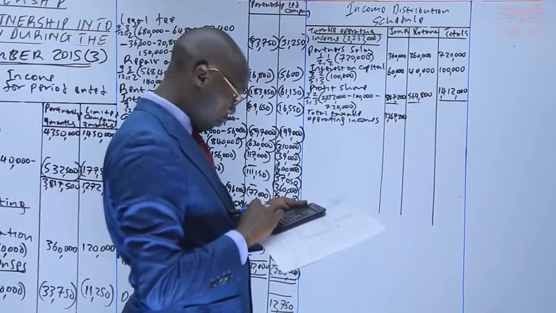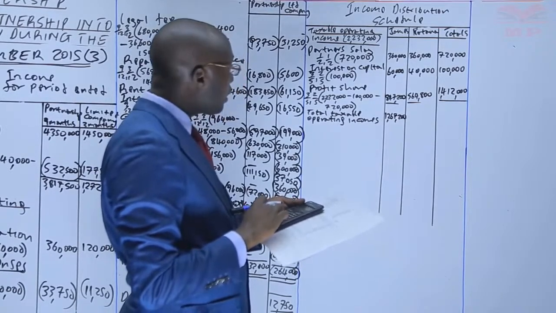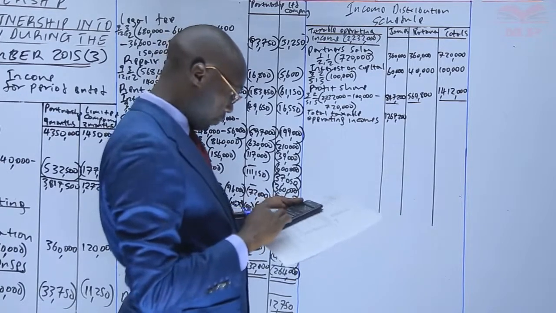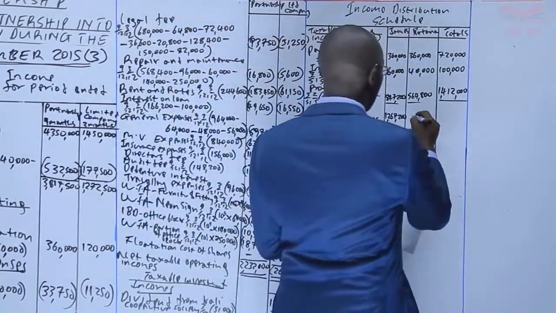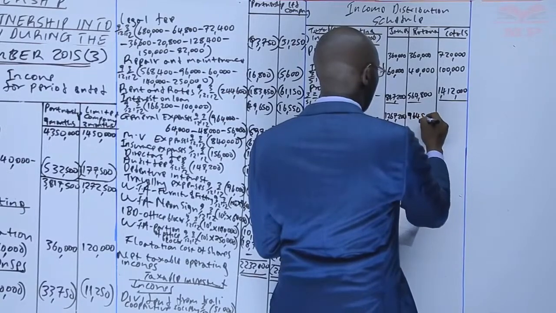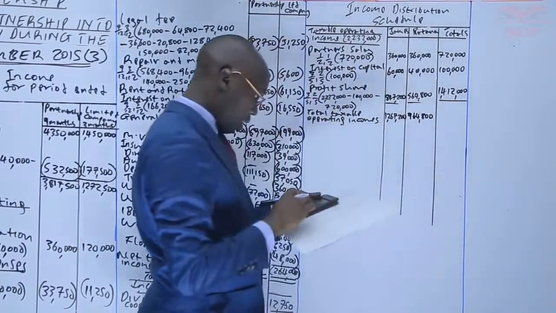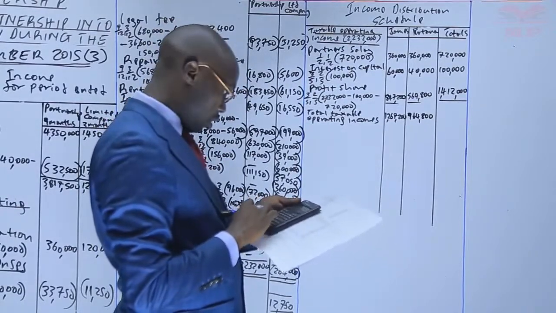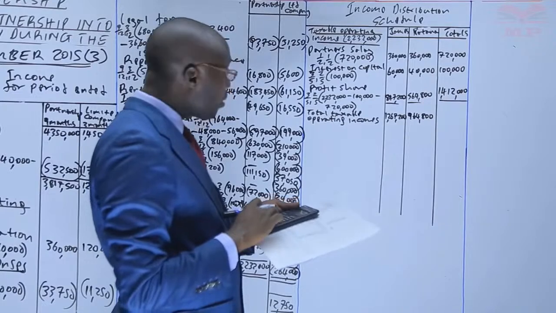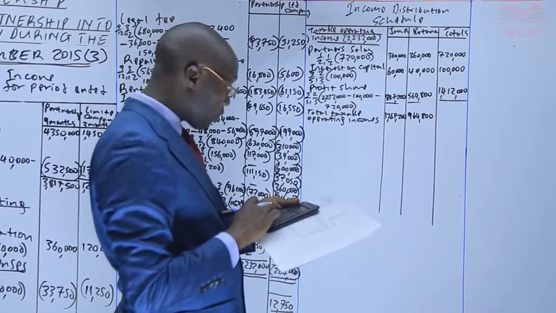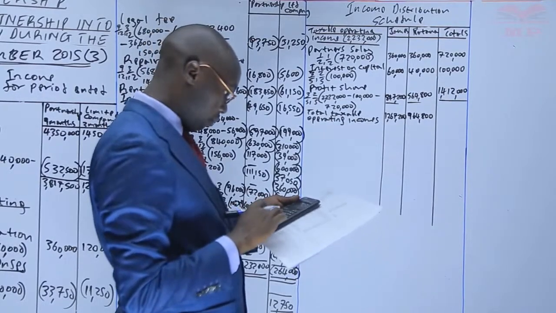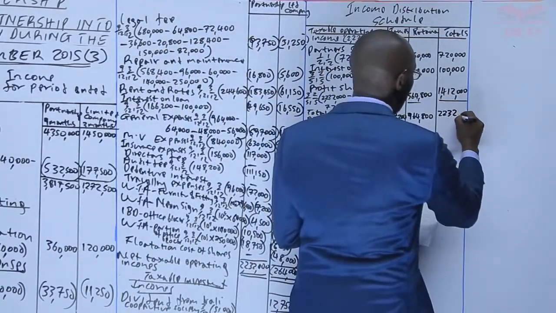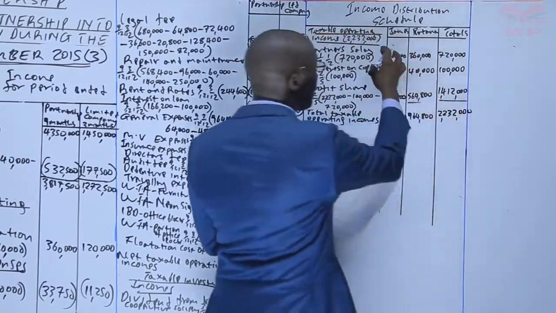The other one is 360 and 40 and 564,800, which is 964,800. Then we add the other one, 720,000 plus 100 plus 1,412,000. That is 2,232,000, which is what we are distributing here.